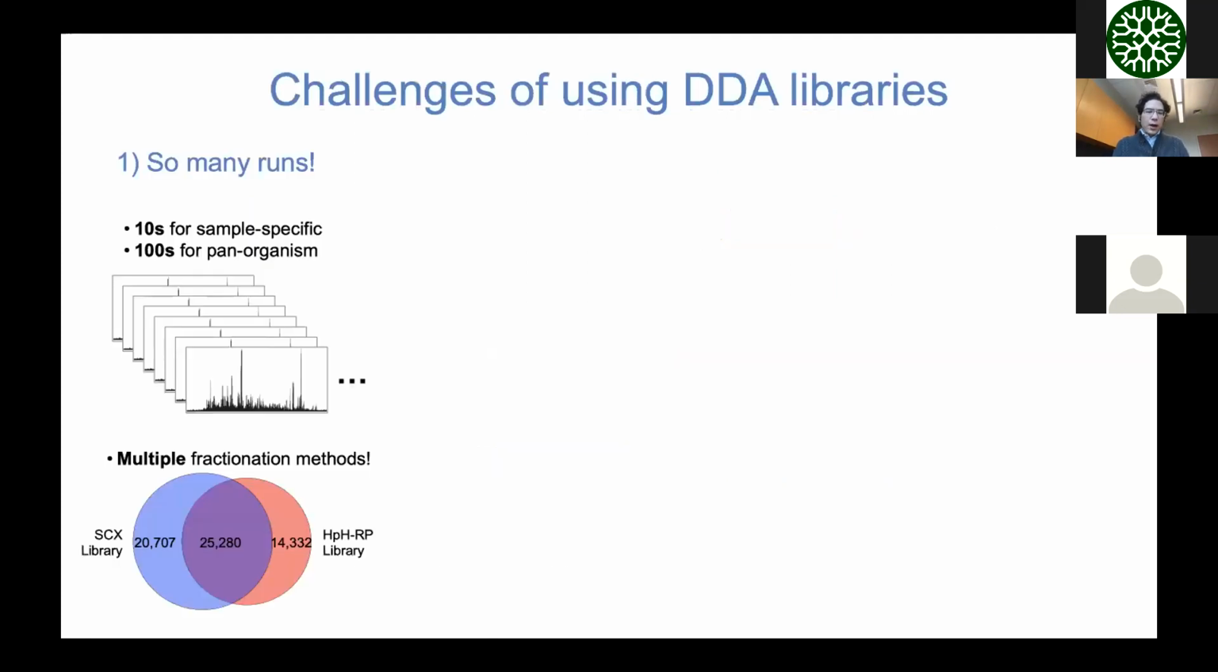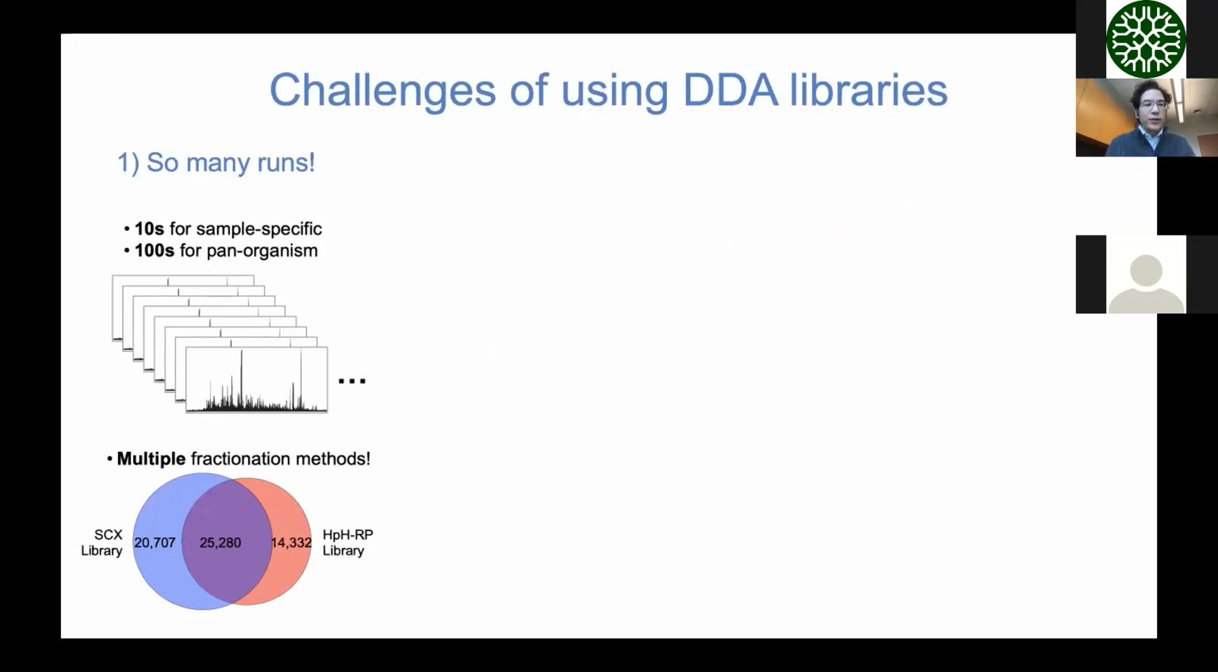Okay, so DDA libraries are great, and they've been an incredibly useful resource for us for a long time. But there are a lot of challenges in trying to use DDA libraries. One of them is that to generate a good DDA library, you have to use a lot of runs. So typically, if we're looking at sample-specific experiments, we would be looking at tens to 100 different sample-specific runs to analyze just a single organism or single sample.